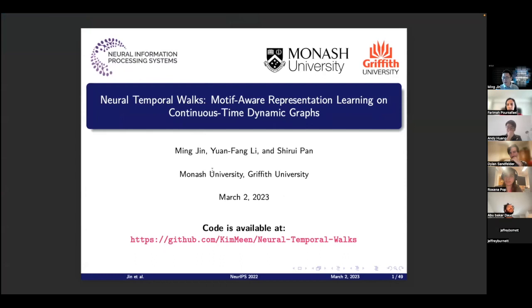Good afternoon, everyone, and welcome to today's session about sharing one of our papers that was presented at the last NeurIPS conference last year. The topic is Neurotemporal Walks: motif-aware representation learning approaches on continuous time dynamic graphs.